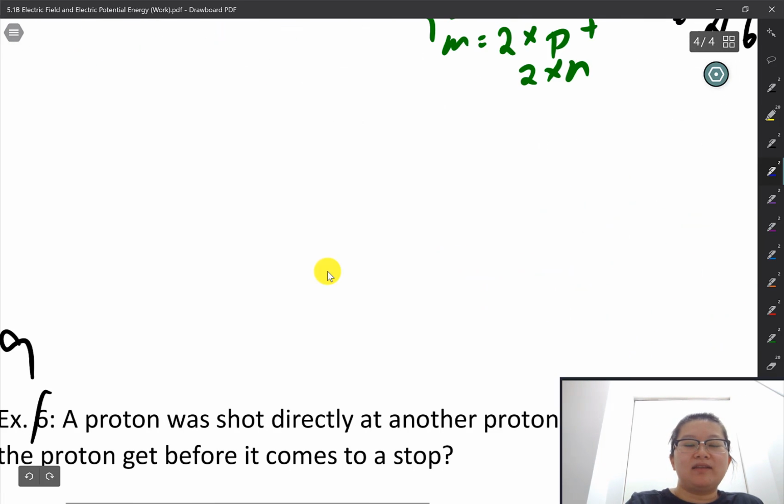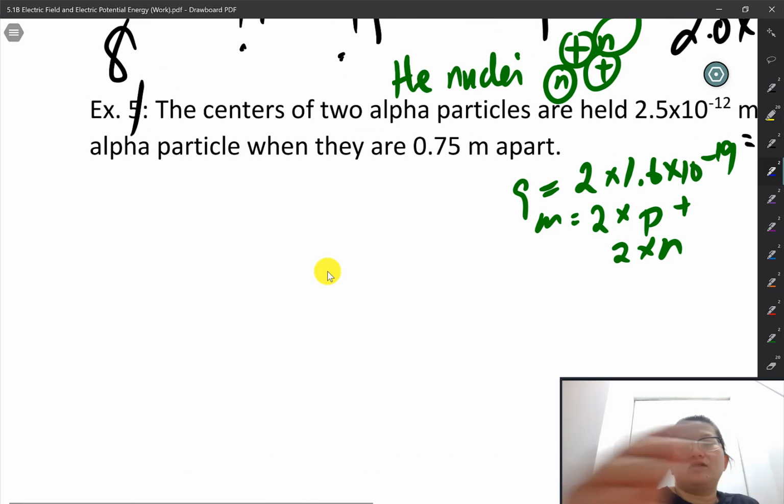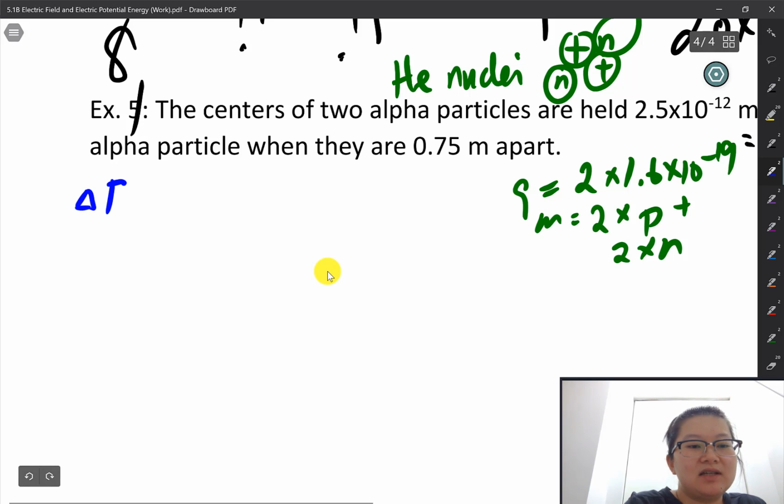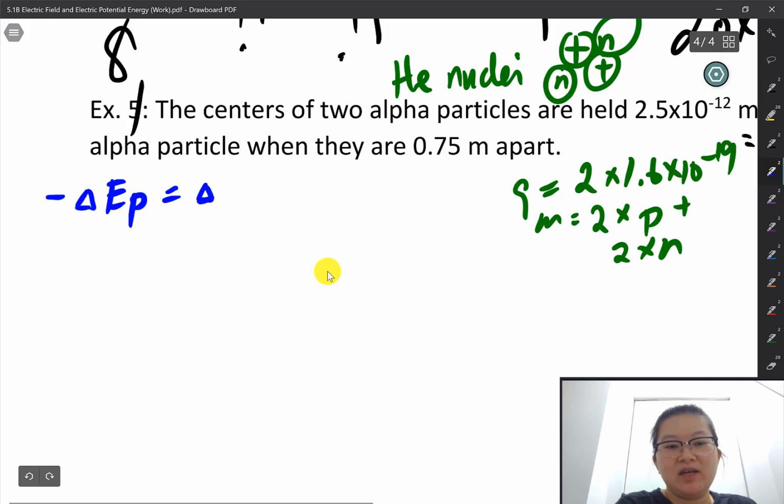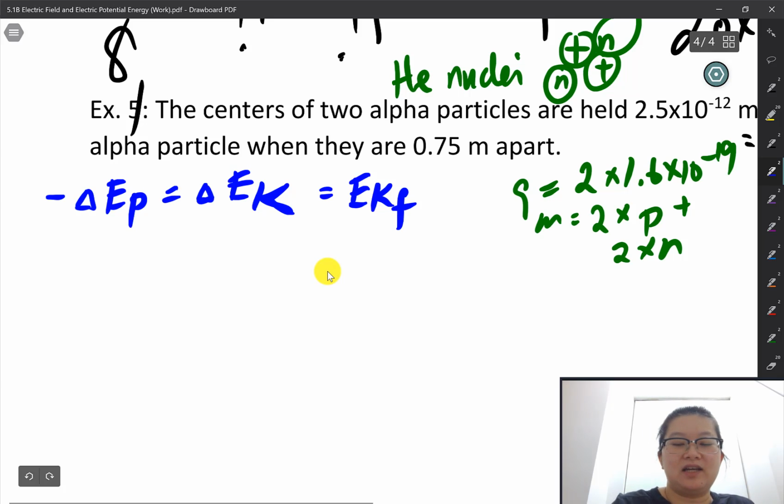So let's write this out over here. So if we write the conservation of energy, which I'm going to do this way, delta EP, so the change in potential energy, or actually since they're losing potential energy, the loss in potential energy is going to be equal to the gain in the kinetic energy, in which our initial kinetic energy is 0. So really, that's just equal to our final kinetic energy.